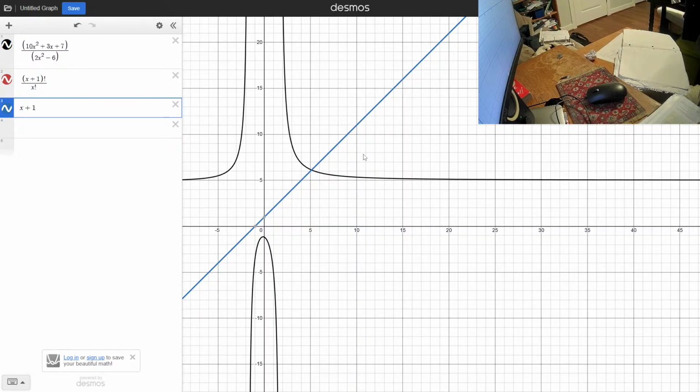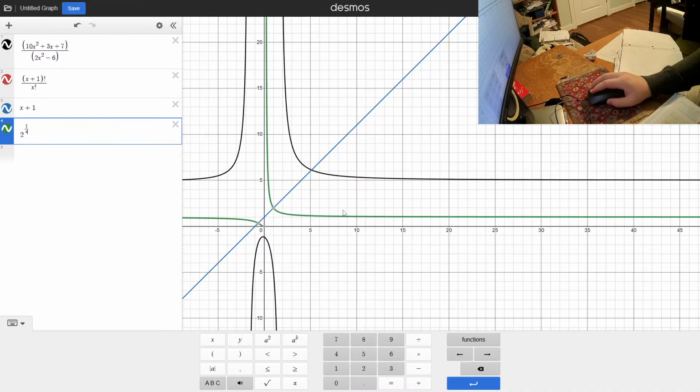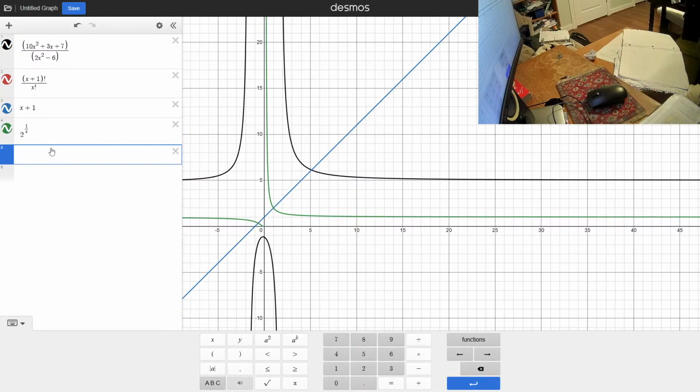Oh, another easy one. 2 to the power of 1 over x. Yeah, converges to 1. And I already knew that before I typed it into the graph here. I'll tell you how I knew.